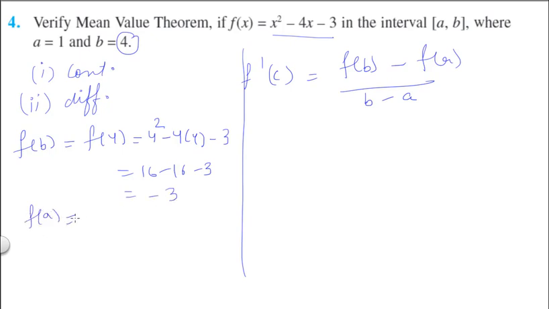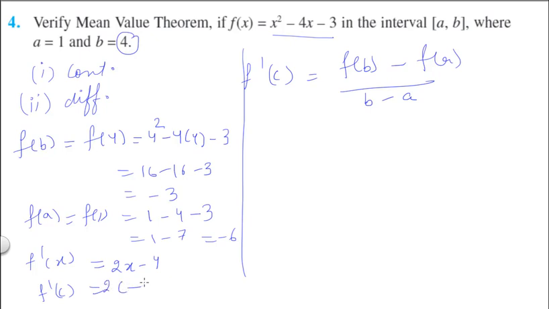Let us find f of a, which is f of 1. So we get 1 minus 4 minus 3, which is 1 minus 7. So we get minus 6. Let us find f dash x. When we differentiate this function given in the question, we get 2x minus 4. Hence f dash c is 2c minus 4. Now we'll put all the values here.